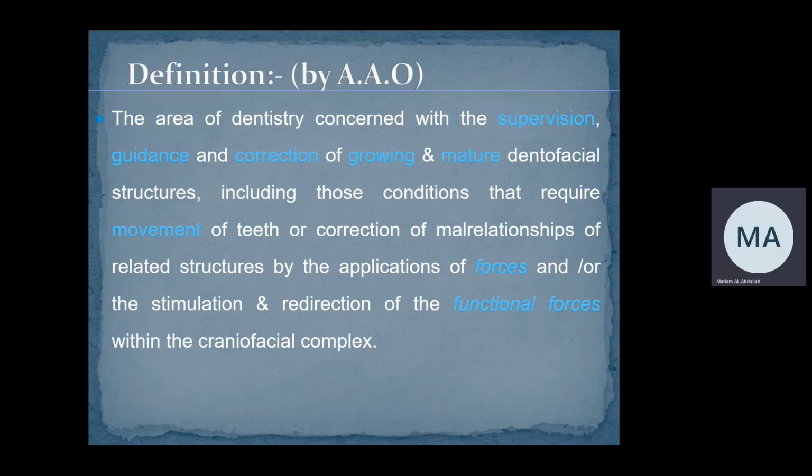Also, correction of malrelationships of related structures by the application of forces and or the stimulation and redirection of the functional forces. The difference between forces here, the first one here is the forces that is produced by the appliance directly to the tooth. Functional forces are forces produced by modifying the structures and tissues surrounding teeth like, for example, muscles, functions of tissues, and they will produce forces that are necessary to modify the position of teeth.